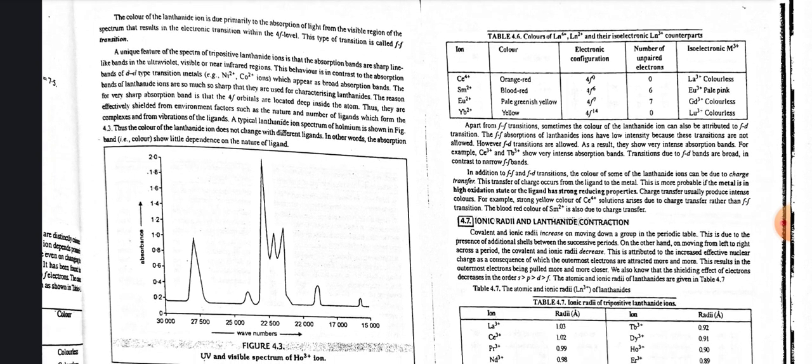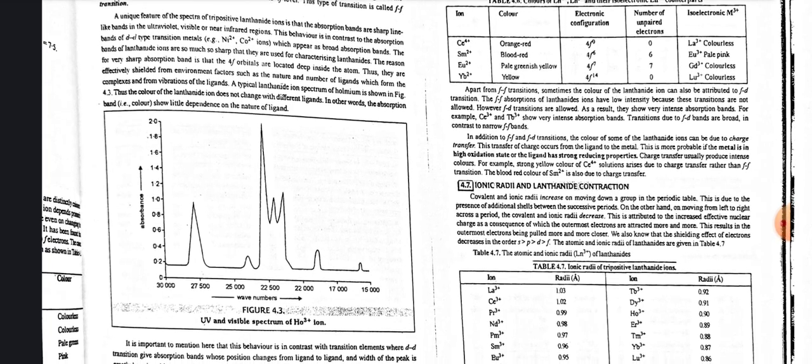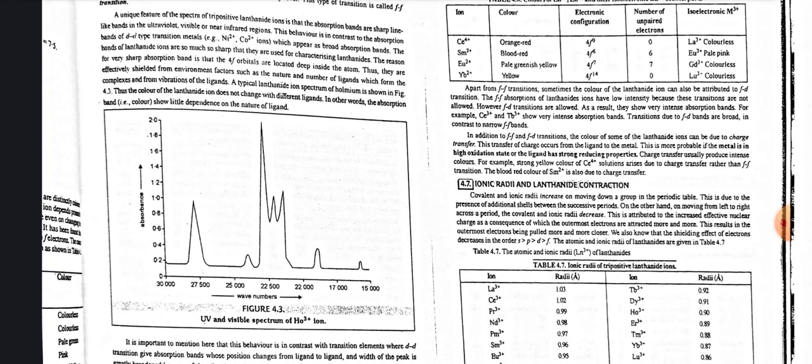A unique feature of the spectrum of tripositive lanthanide ions is that the absorption bands are sharp, line-like bands in the ultraviolet, visible, and near infrared regions. This behavior is in contrast to absorption bands of d-block transition metals, which appear as broad absorption bands. The bands of lanthanide ions are so sharp that they are used for characterizing lanthanides.